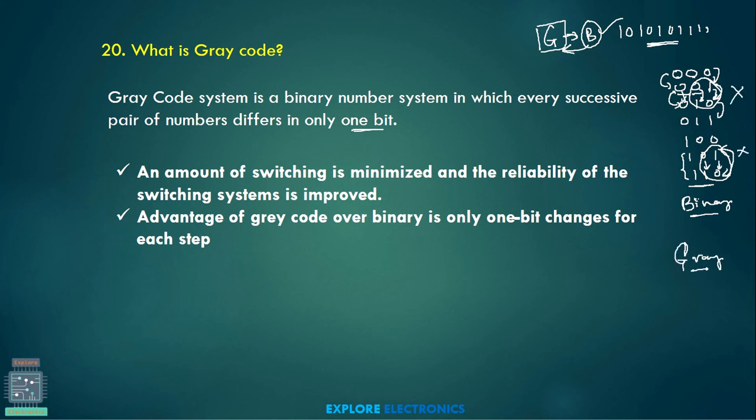In Gray code, if you write continuously, there will be only one bit flip or one bit change out of these three. That is the meaning of Gray code. It will reduce the amount of switching. The switching amount is minimized and the reliability of the system is improved. The advantage of Gray code over binary code is that only one bit changes at each step of the value.